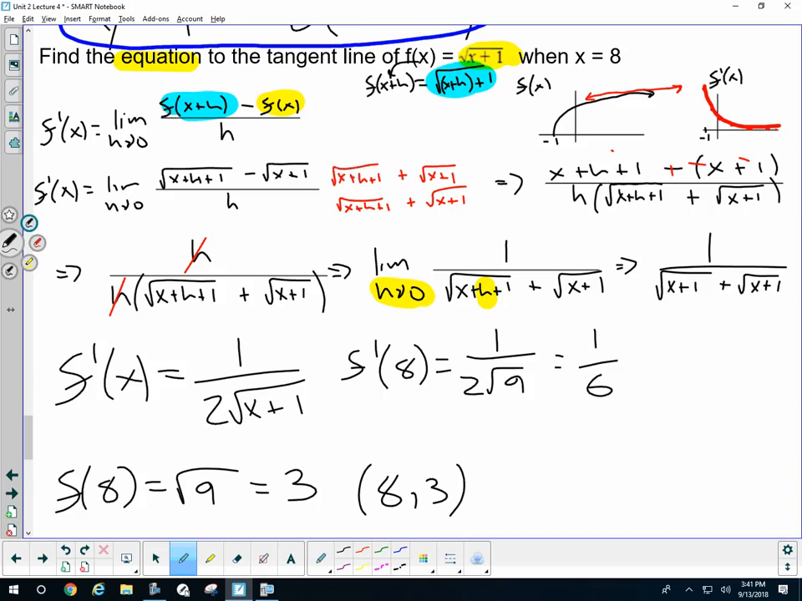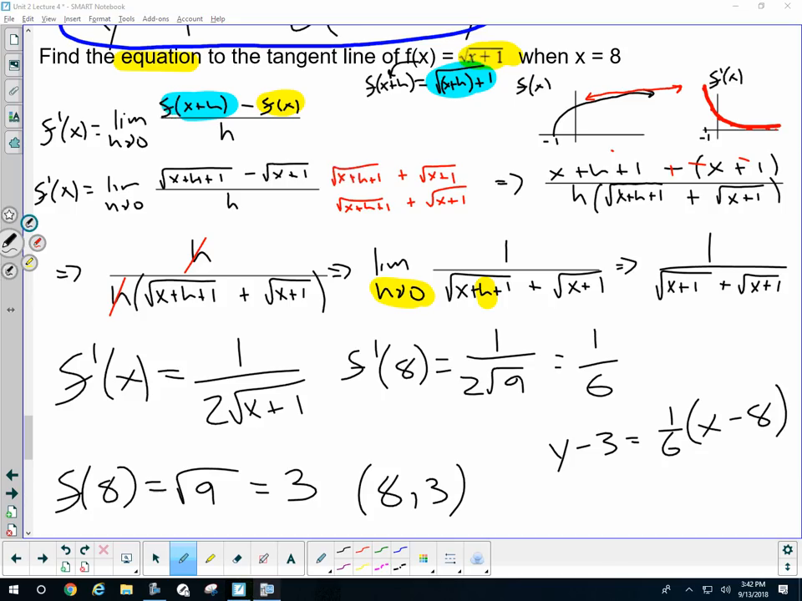Plug in x's into the function to get points on my function. That is going to be the point where my tangent is passing through. Plug in x's into your f prime to find the exact slope value. And then graph for the reward.